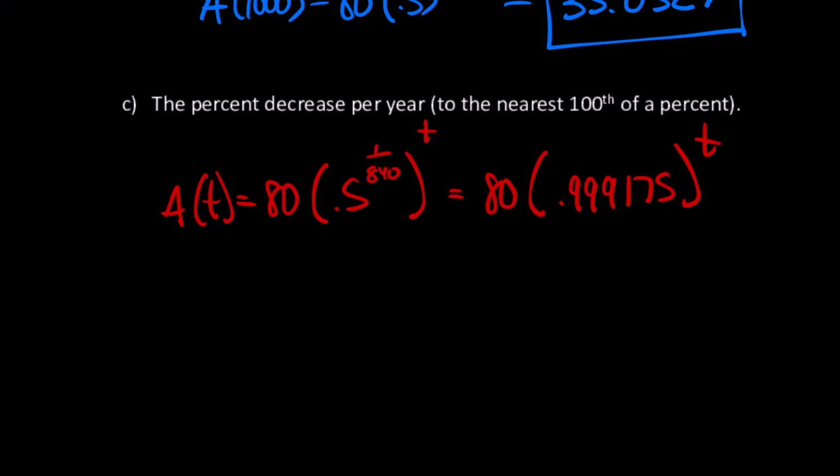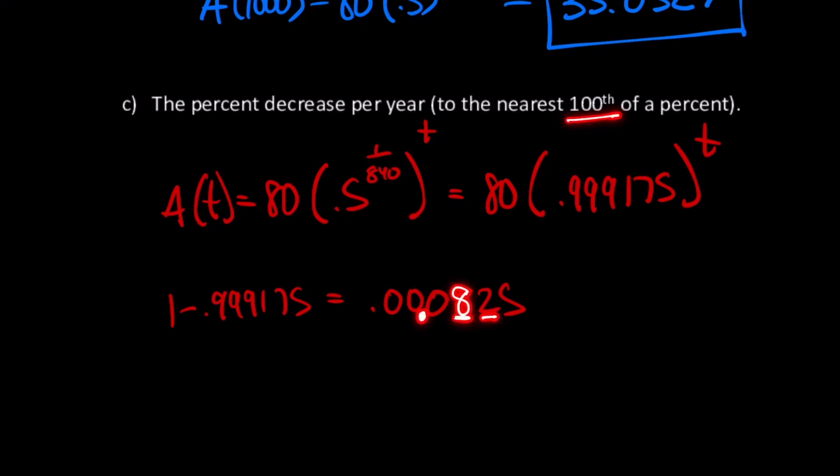So now your percent decrease, I know it's a decrease, that's less than 1. Percent decrease will be 1 minus 0.999175. That is 0.000825. To convert that to a percent, we move this 2 places. So my decimal would go right here. Nearest hundredth of a percent. So there's my decimal. There's the hundredth. That's a 2, so that will stay 8. 0.08.